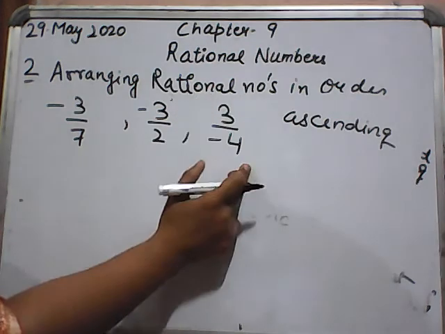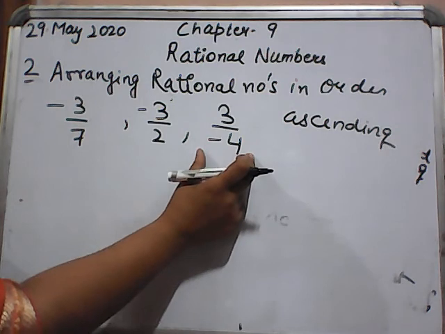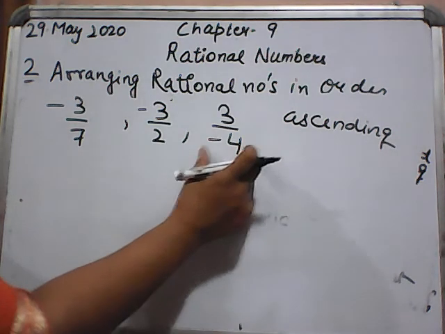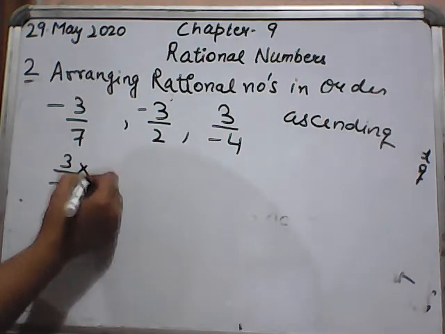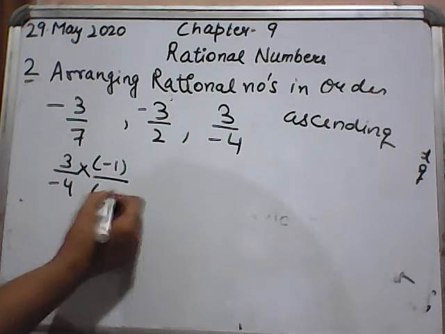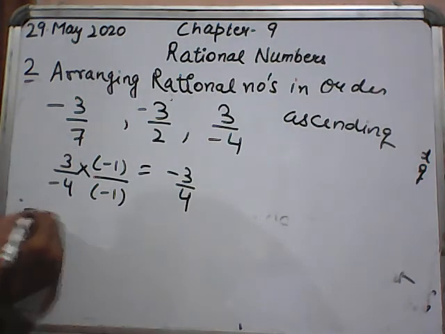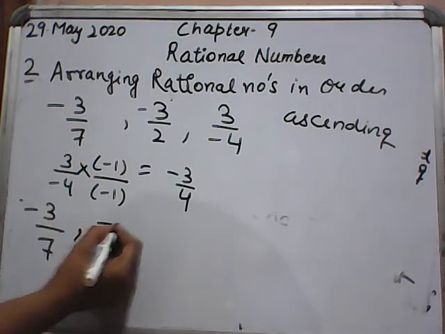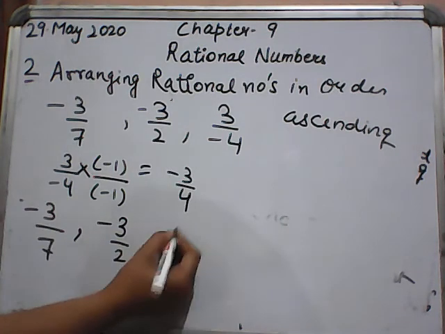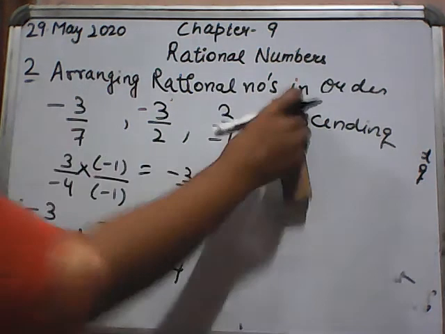3 divided by minus 4. Minus 4, it is negative. Denominator is negative. That's why it is not in standard form. So you have to convert into standard form. How can we convert? Multiply numerator and the denominator by minus 1. We get minus 3 by 4. So the given rational numbers in standard form are minus 3 by 7, minus 3 by 2 and minus 3 by 4. Now, second step is find the HCF of 7, 2 and 4.